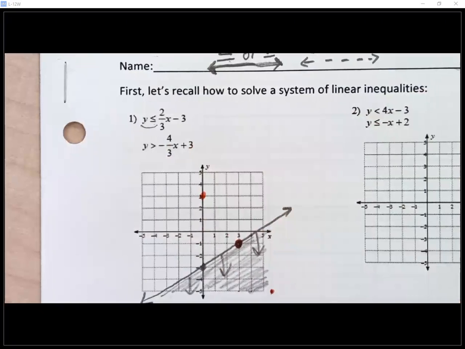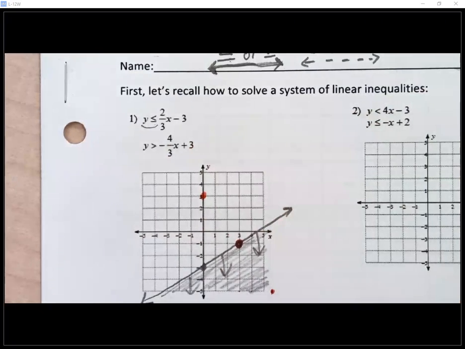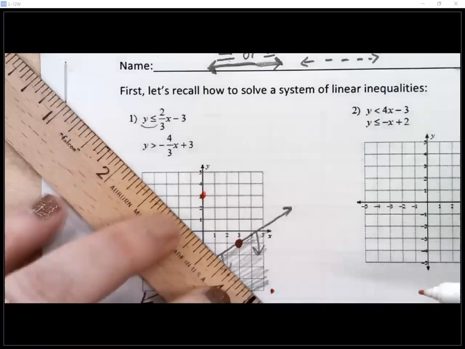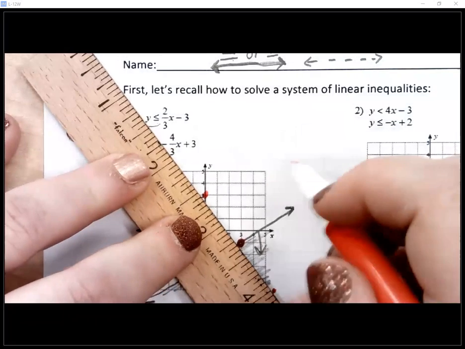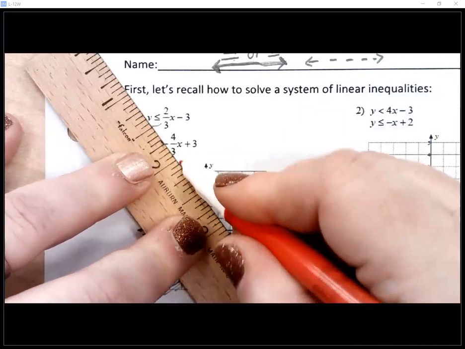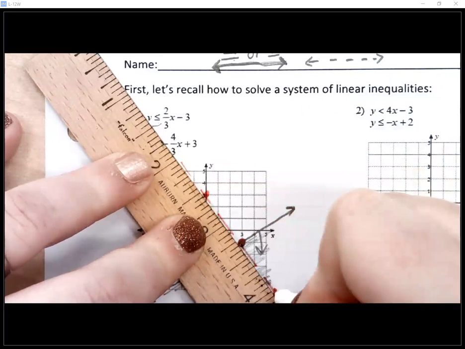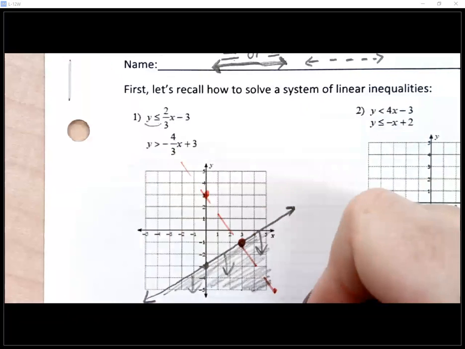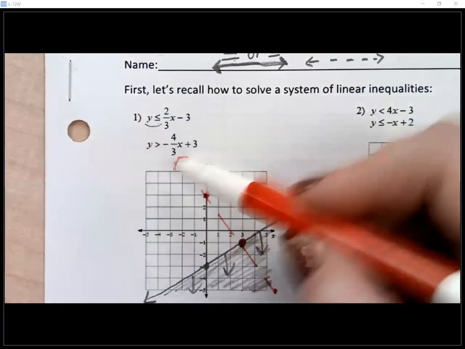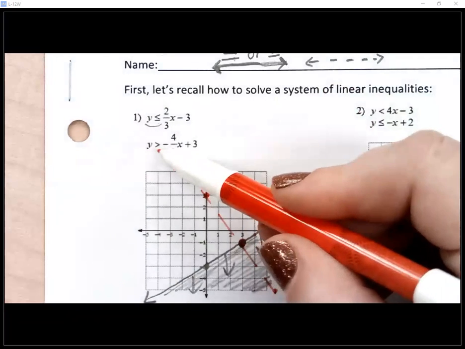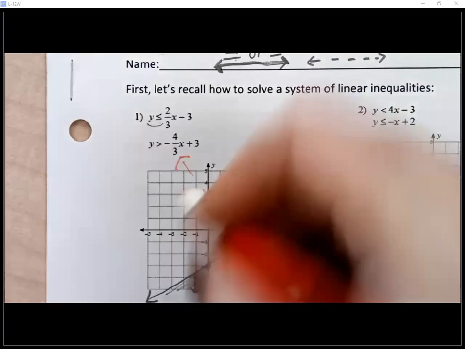This time, however, notice how I do not have the or equal to bar underneath. So when I go to connect this line, I do not want to do a solid line. I am going to make it dashed. And now I need to ask myself, okay, well, where should I be shading in relation to this line? Can anybody tell me? Yeah, y is greater than, so where are the y's greater? Above the line. So I want to shade above this line.